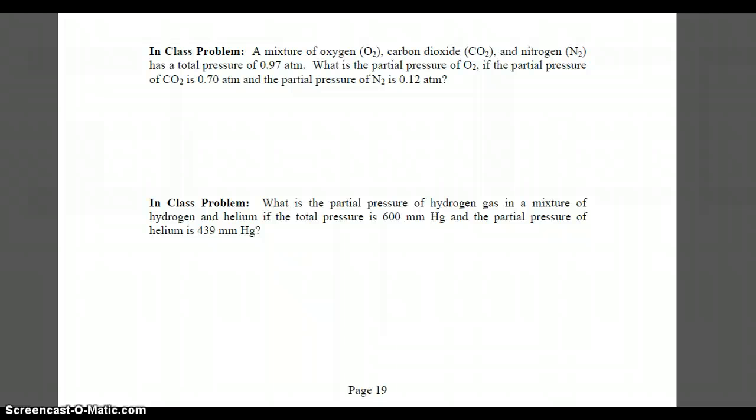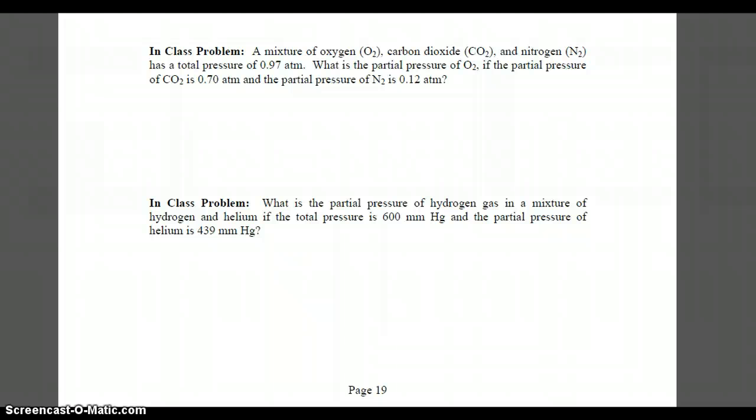Okay, so when you do that, you should find that the total pressure, oh, I'm sorry, I just realized that you're finding a partial pressure and you're given the total pressure. So obviously you use the same formula, and so your partial pressure of O2 should be 0.15 atmospheres.